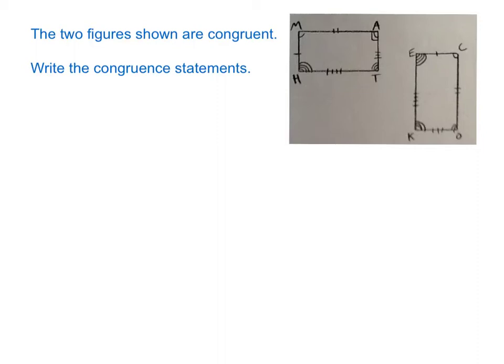So we can say that quadrilateral MATH is congruent to quadrilateral COKE. That symbol means congruent to. We have to make sure that we match up the angles here. For example, M has one arc, and so does C, so those have to both go first, and so on. A has two arcs, so does O, so those have to be in that order because they correspond with one another. This symbol here does mean congruent.